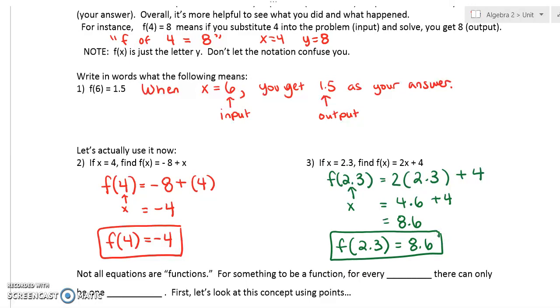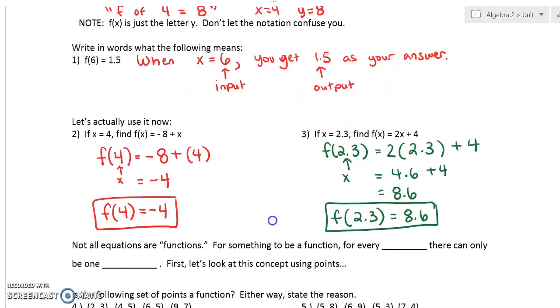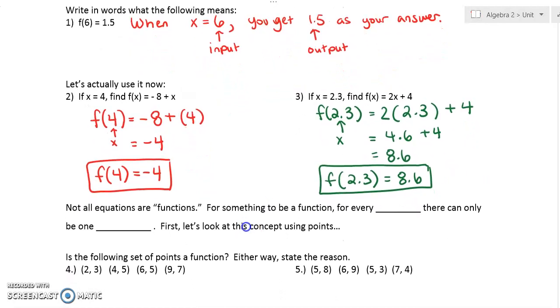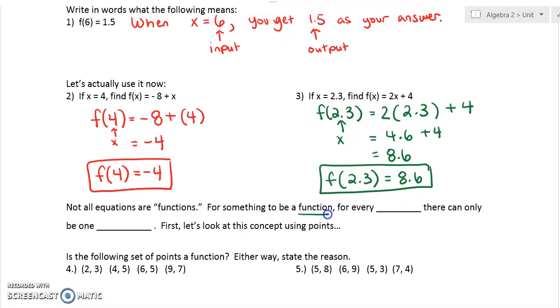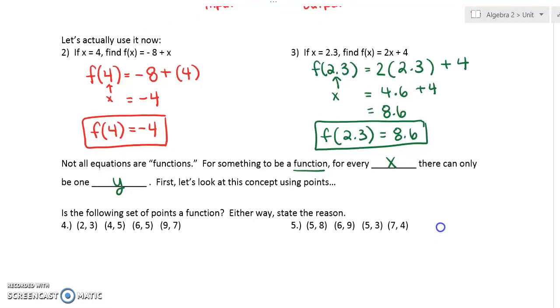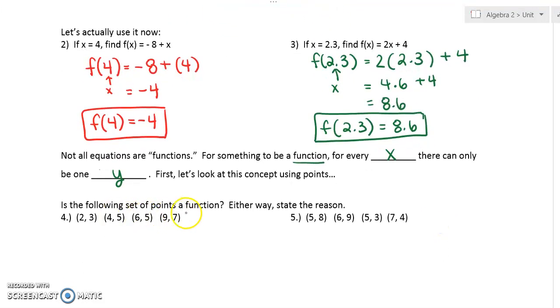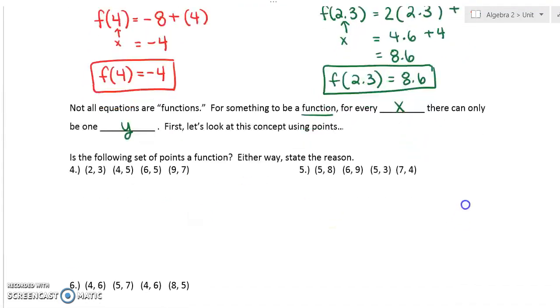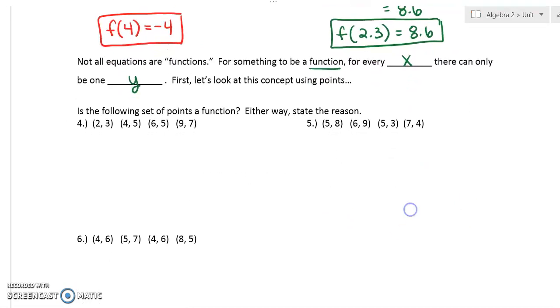Done. All right. Now, not all equations are functions. For something to be a function, for every x, there can only be one y value. So let's look at some of these points that we have. The question is: is the following set of points a function? Either way, state the reason. So if they are a function, we're going to state why, and if they are not, we're going to tell you why.